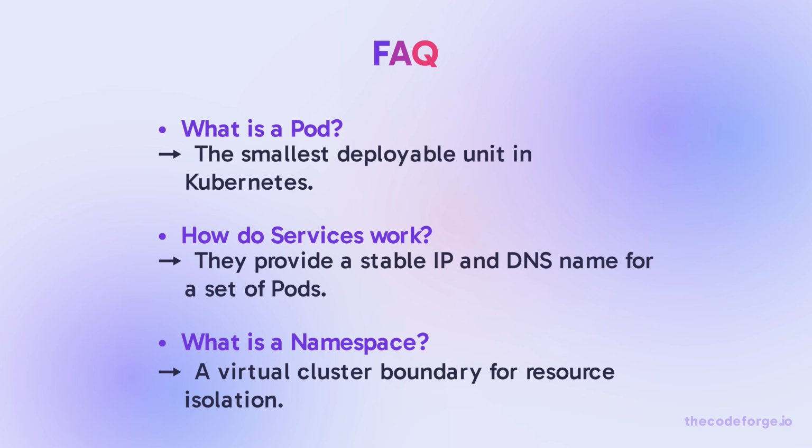And a few frequently asked questions. What is a pod? The smallest deployable unit in Kubernetes. How do services work? They provide a stable IP and DNS name for a set of pods. What is a namespace? A virtual cluster boundary for resource isolation.